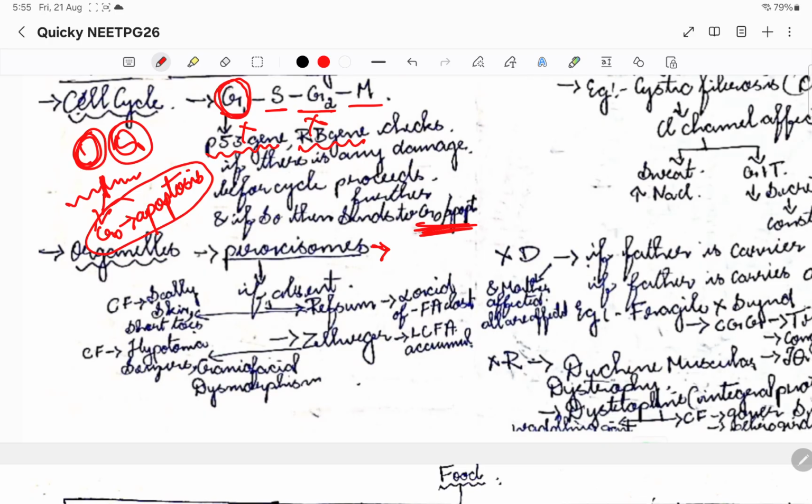Just like lysosomes, it clears off the waste materials, and it is also very important in clearing fatty acid accumulation. That is where the pathology comes in if the peroxisomes are not proper. So that is why it is very important to learn about peroxisomes. What are the pathologies? Suppose the peroxisomes are absent, it is going to lead to two pathologies, that is Refsum's disease and Zellweger syndrome.